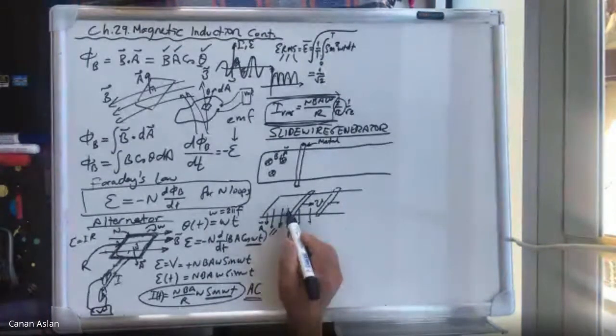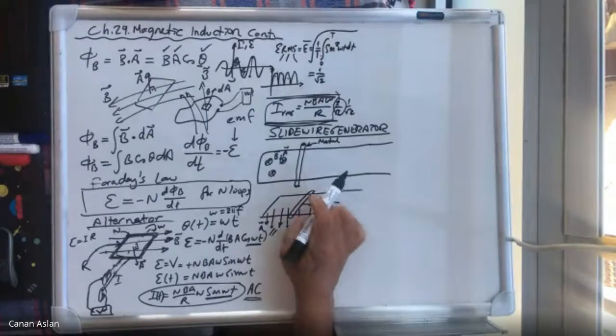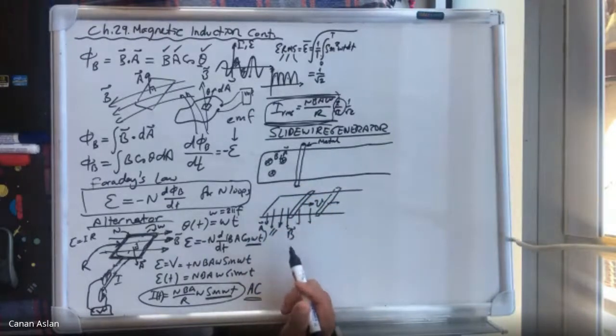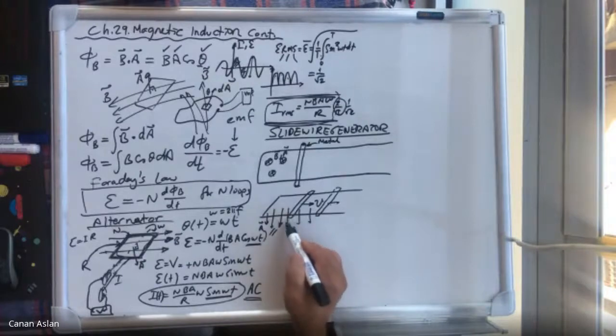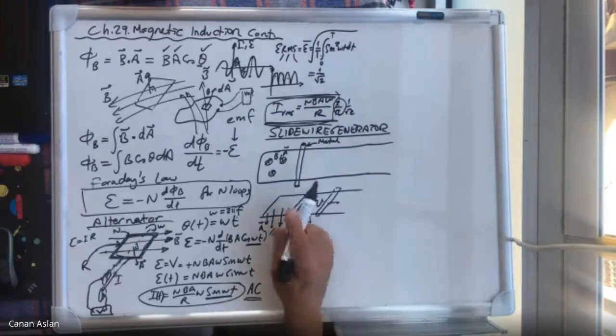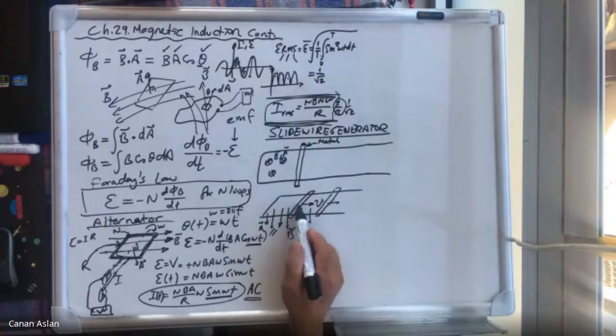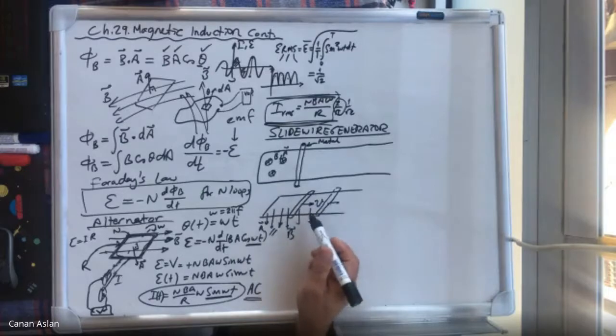if there is a magnetic flux and this rod is stationary, nothing happens. And although there is a magnetic flux passing through the surface, because it doesn't change in time, nothing happens, and we don't observe anything, okay? We just don't see anything.